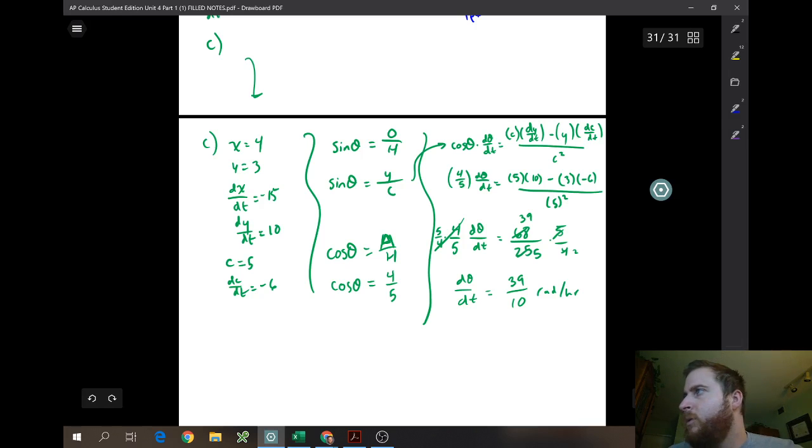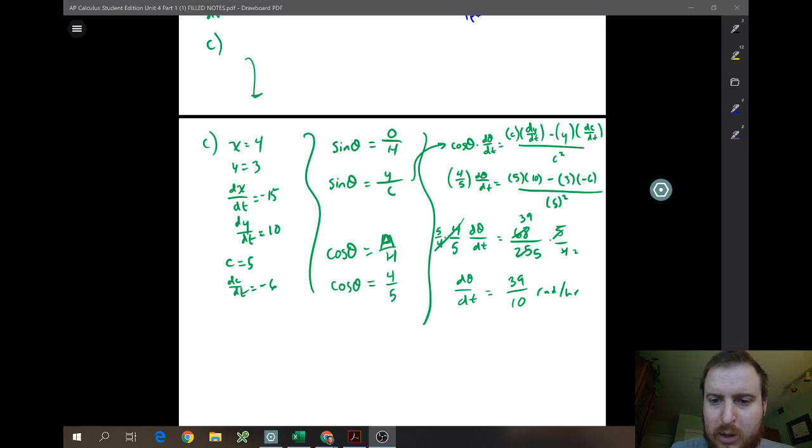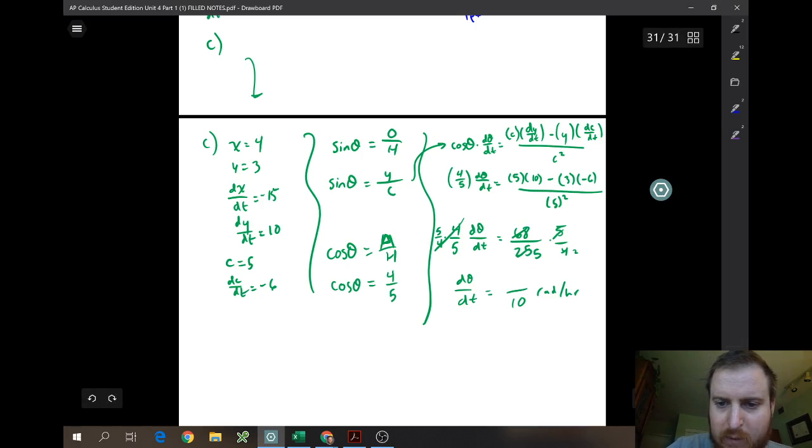And actually I made a small mistake here. 68 divided by 2 is 34. I don't know what I was doing. Right, they're both even. 6 divided by 2 is 3, 8 divided by 2 is 4. So this is 34 over 10. And so that can actually simplify once more. You can divide those each by 2. So 17 over 5 radians per hour.